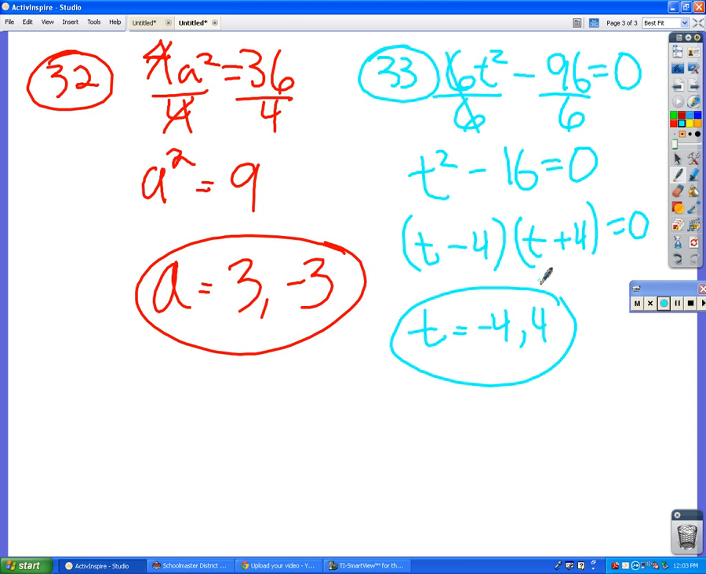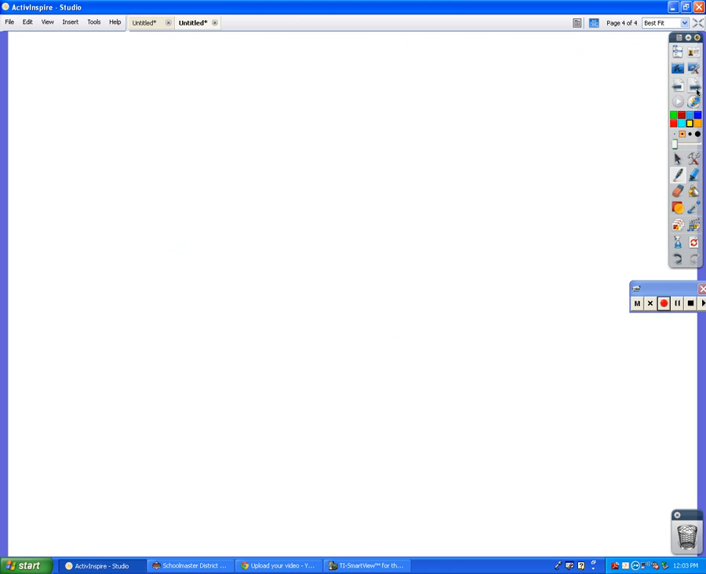The other thing you could have done when you got right here is what? Anybody know? Is there a way that you can make this problem look like this problem? But what do I have to do before I square root it? Yeah, add 16 to both sides and then take the square root, and then you would also get negative 4 and 4. So lots of different ways to get the same answer.